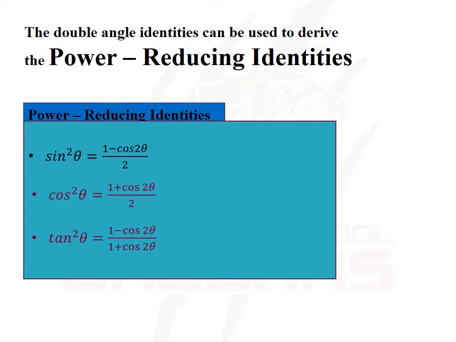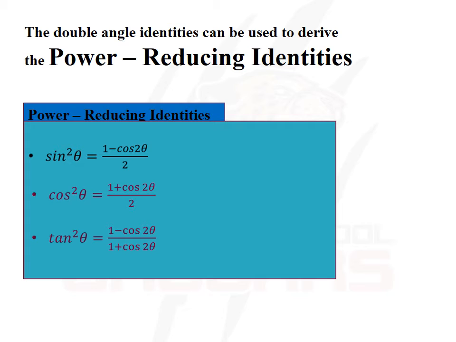Let's continue. We can use the double angle identities to obtain the identities that we're going to call the power reducing identities. And what are the power reducing identities? The first one is sine square of theta equals 1 minus cosine of 2 theta over 2. Cosine square of theta equals 1 plus cosine of 2 theta over 2. And tangent square of theta equals 1 minus cosine of 2 theta over 1 plus cosine of 2 theta.